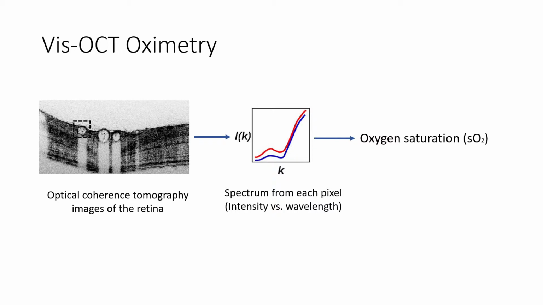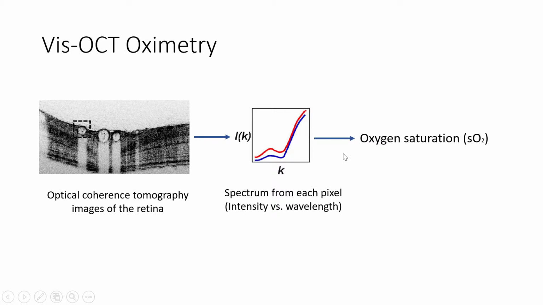So first, we use an imaging method called optical coherence tomography to get images of the retina. And we can see here in this image the circular shapes with a long shadow, that's a blood vessel. And from each pixel in the blood vessel, we can get the blood spectrum. And from all this spectrum, we will calculate the oxygen saturation.